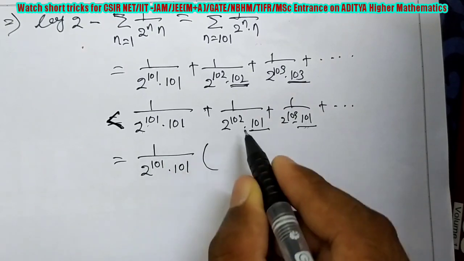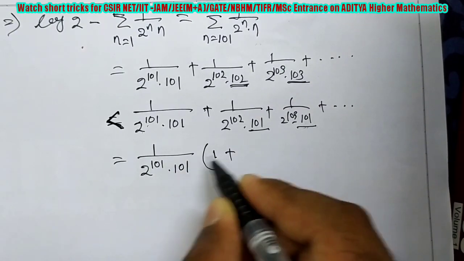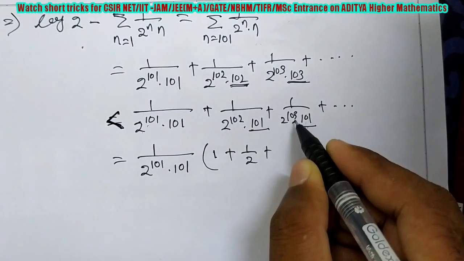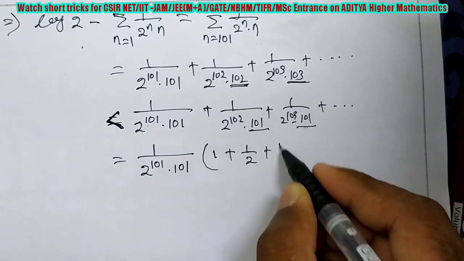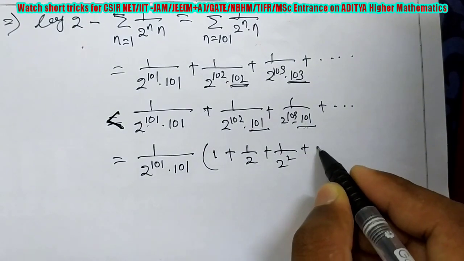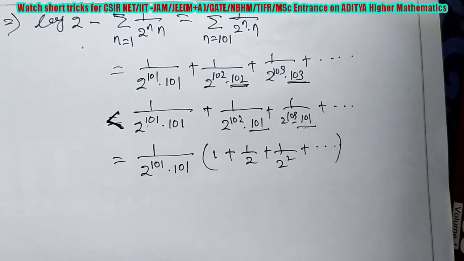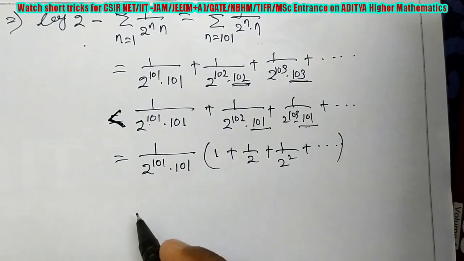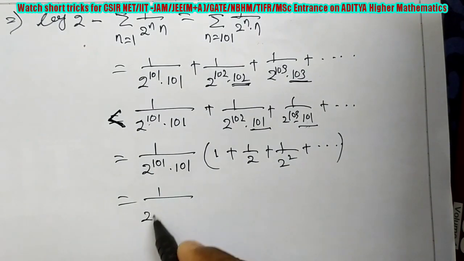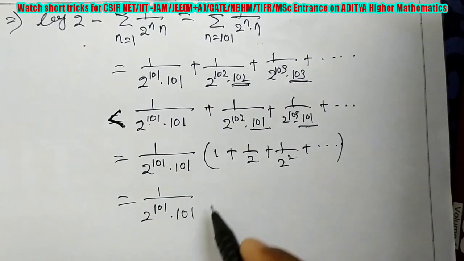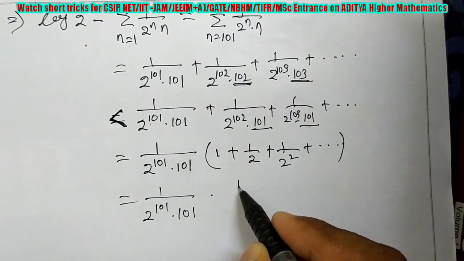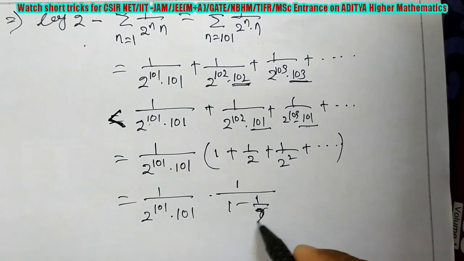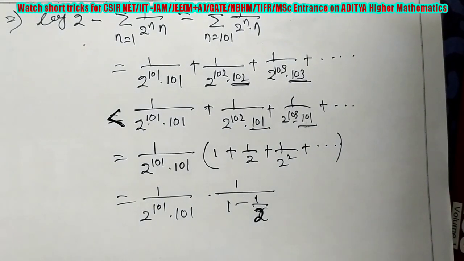Okay, so now you can take common from each term, so it will be 1. Here 102 is given as power, but we are taking 101, so 1 by 2. Here 103 power, but we are taking 101, meaning 1 by 2 square. Like this it will come. So you are getting the series 1 plus r plus r square. Now just use the value. You know its value is 1 by 1 minus r, where r means 1 by 2.